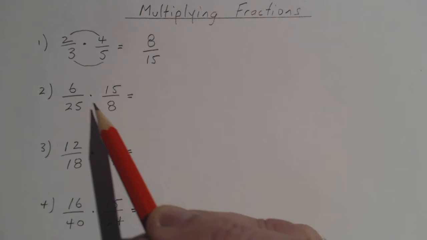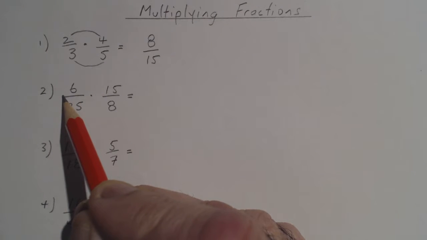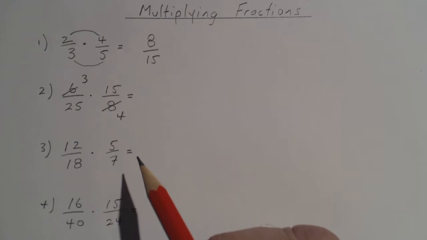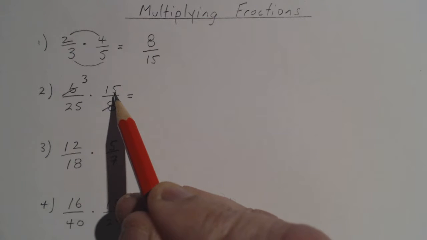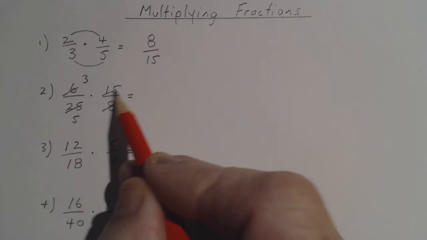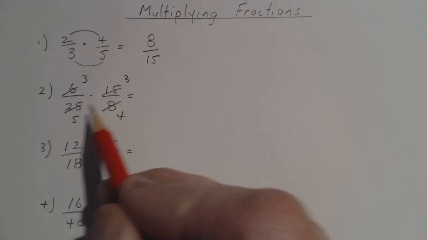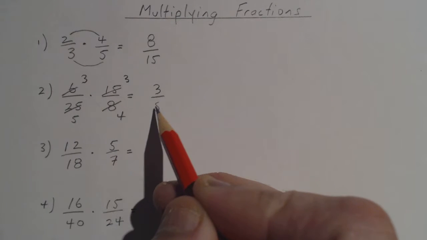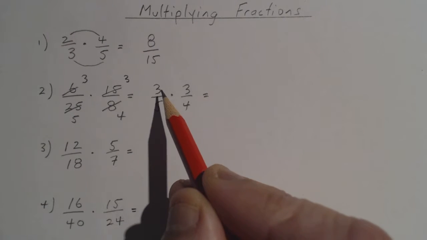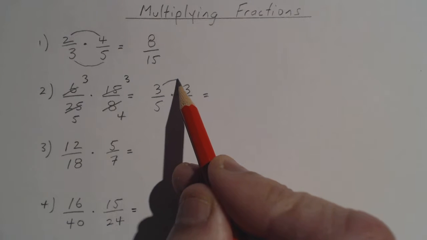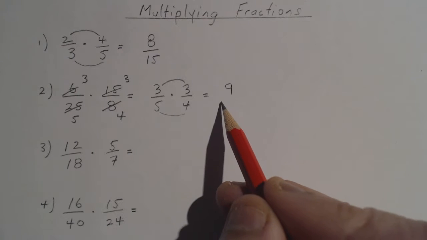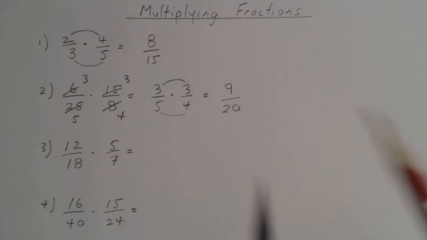So let's cross-cancel between the 6 and the 8. I divide 2 into 6 3 times, and then 2 into 8 4 times. I now cross-cancel between the 25 and 15. 5 into 25 goes 5 times, 5 into 15 goes 3 times. So we're left with now 3 over 5 times 3 over 4. Now I can multiply the two numerators together and get 3 times 3 is 9. The two denominators together, 5 times 4 is 20.